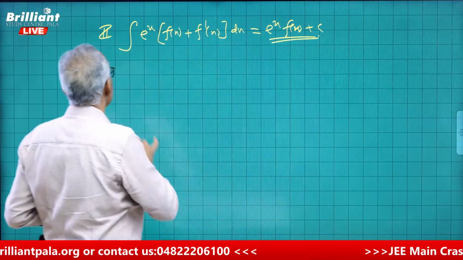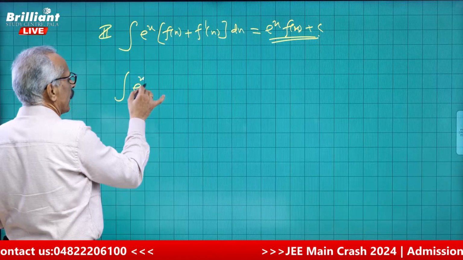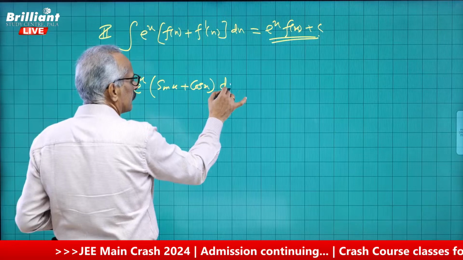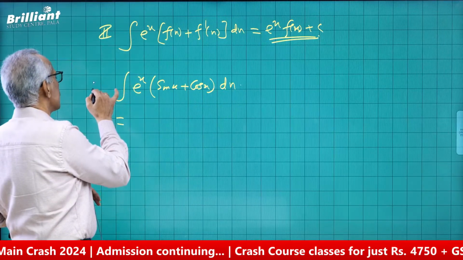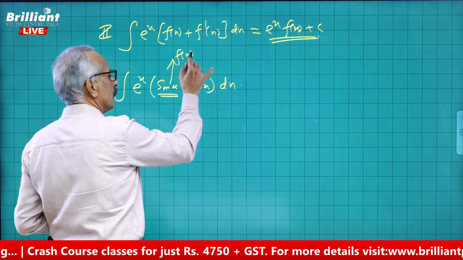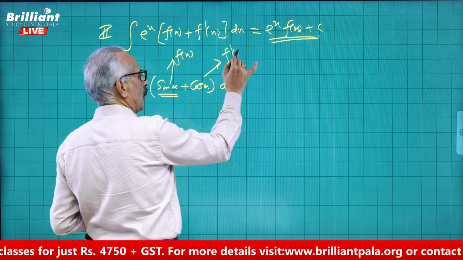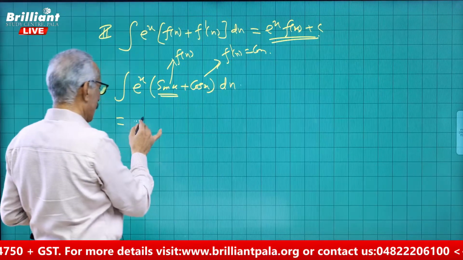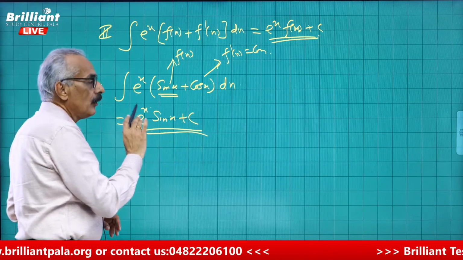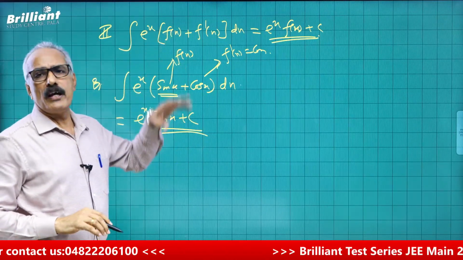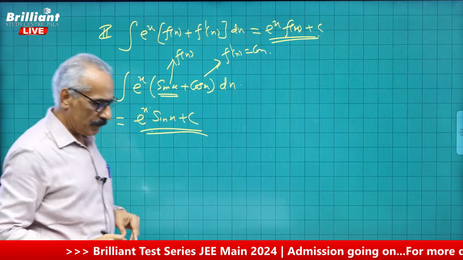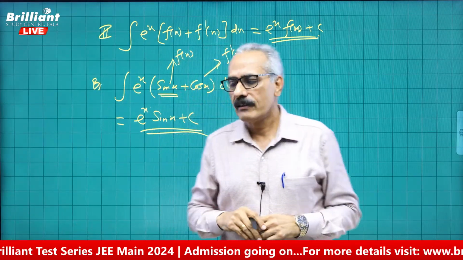One example: integral e raised to x into sin x plus cos x dx. So, in example 1, sin x is your f of x, then f dash x is equal to what there? Cos x. Immediately, we write e raised to x into sin x plus c. So, the integral of e raised to x into f x plus f dash x is e raised to x into sin x plus c.